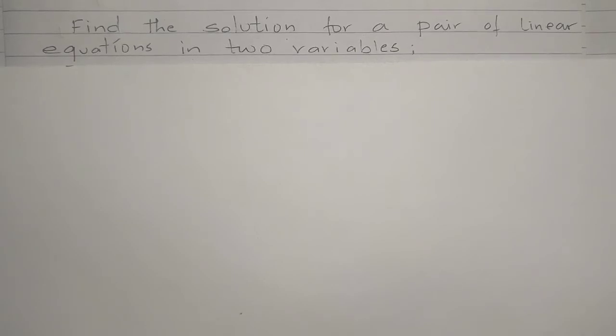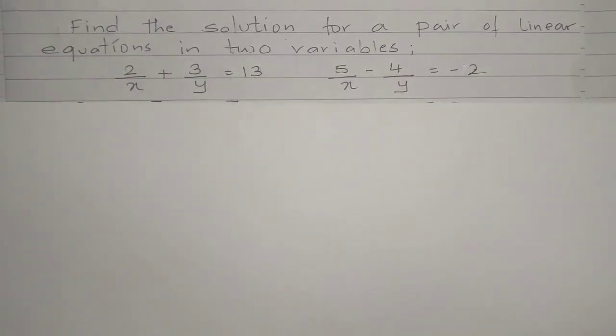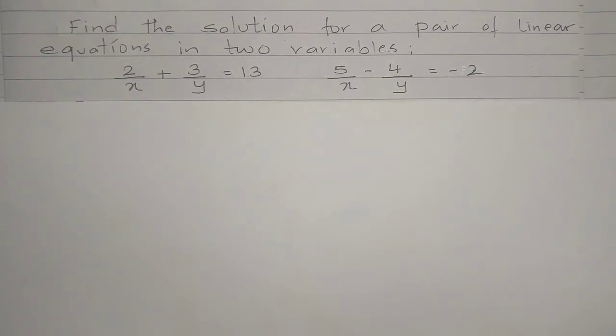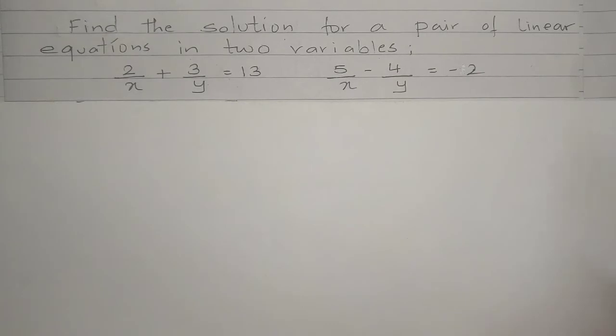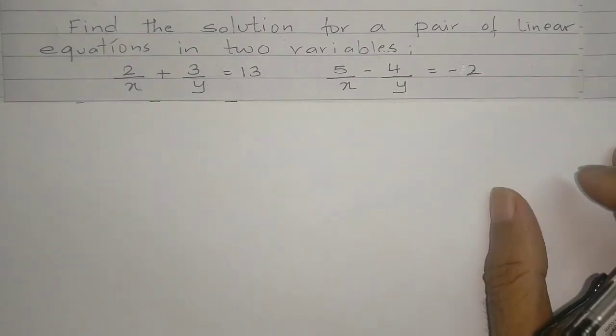Today we are going to learn how to solve a pair of linear equations in two variables. You can solve them by any of the methods that you have learned, but the equations are a little complicated. Okay, and here they are. 2 upon x plus 3 upon y is equal to 13, and 5 upon x minus 4 upon y is equal to minus 2. Now whenever you have equations like this written in a fraction form, you need to convert them in a simpler manner.